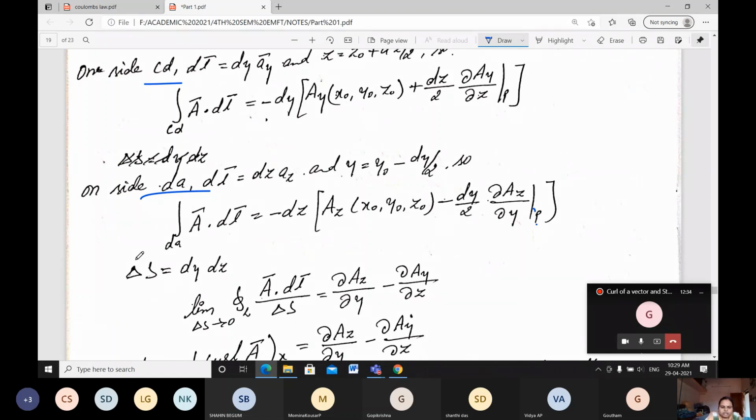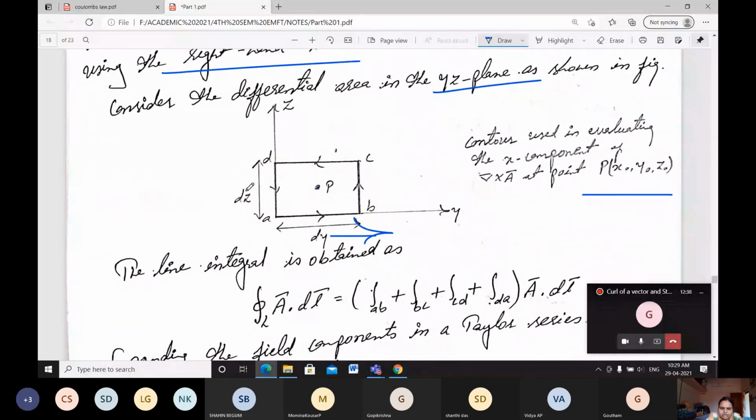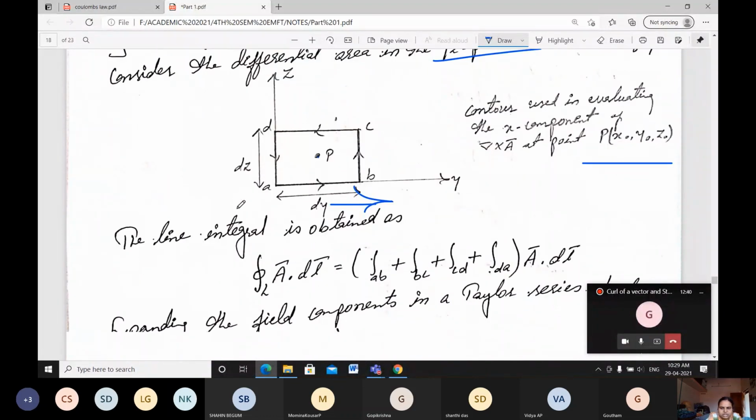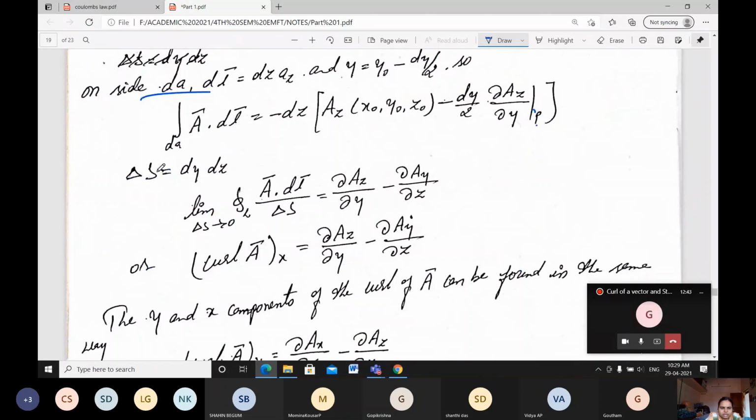Then therefore the delta S is going to be, in terms of our area, only dy with respect to dz. For that reason, dy dz, then limit delta S tends to 0, closed integral of vector A dot dl divided by delta S is going to be equal to dou Az divided by dou y minus dou Ay divided by dou z. With respect to y and with respect to z, it is going to be varying.